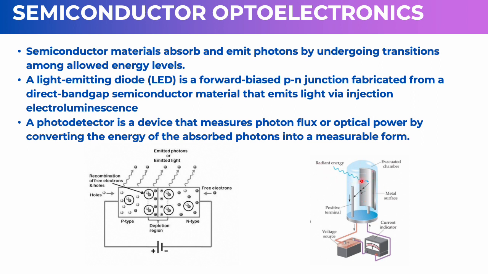When the photon hits the metal surface, an electron is released because of the photoelectric effect, which is then captured by this positive terminal over here, and then there's a voltage source to complete the circuit, and then there's a current indicator to figure out how many photons were incident. So this is the basic working of a photodetector.